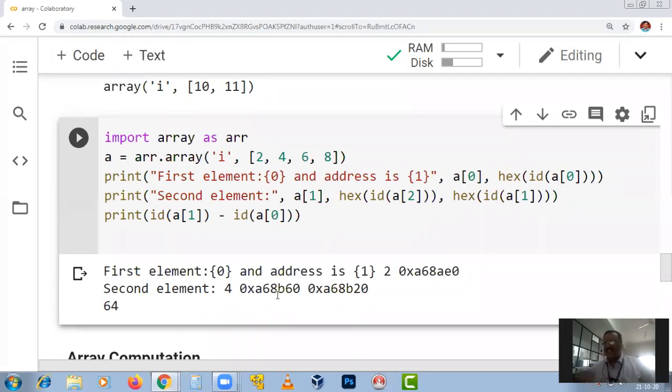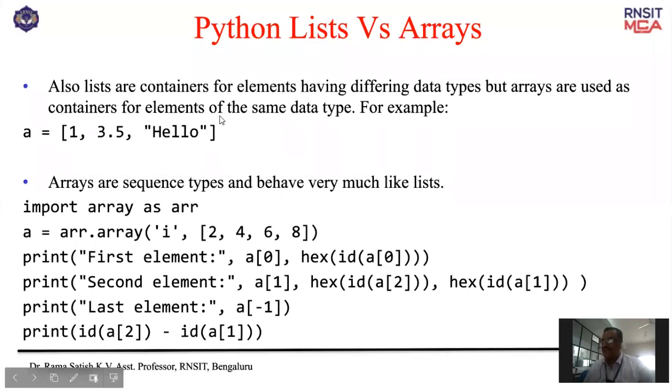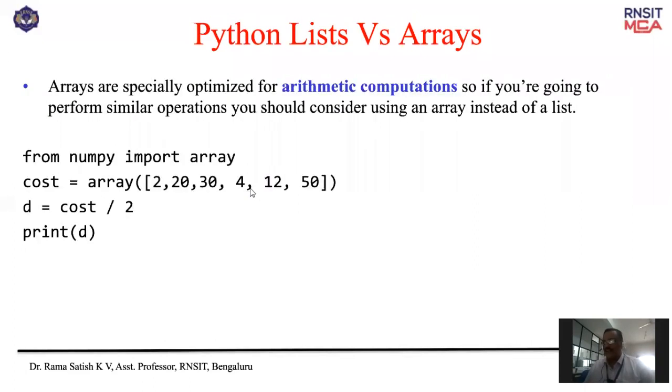They are adjacent and of the same data types, but lists hold different data types. They have different memory locations, and you should understand that. Okay. Now, arithmetic computation, you can do it with arrays.